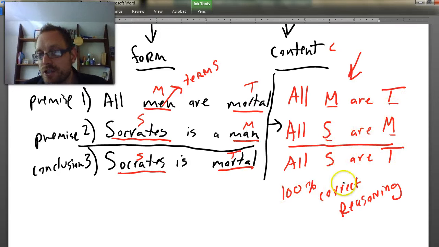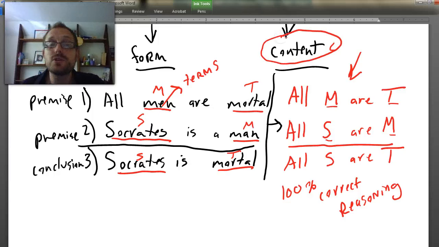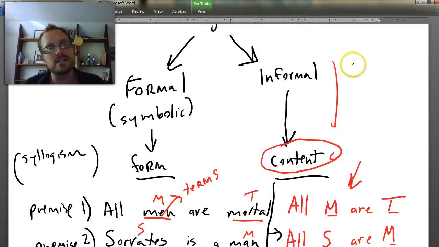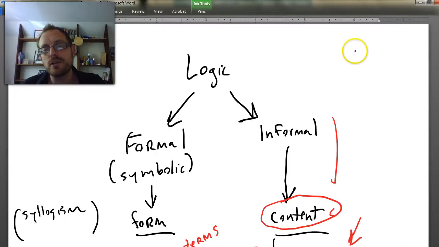See, that argument uses the same form of reasoning and it's correct in that sense, but the content is the problem. Since unicorns don't exist, I've made a logical mistake there. I'm talking about things that aren't real. Okay? So informal reasoning, and we'll talk about this. Formal reasoning is concerned with content to a certain degree. But informal logic studies essentially the content and the ways in which we can arrange our arguments and our premises and our evidence and the way we think, in fact.